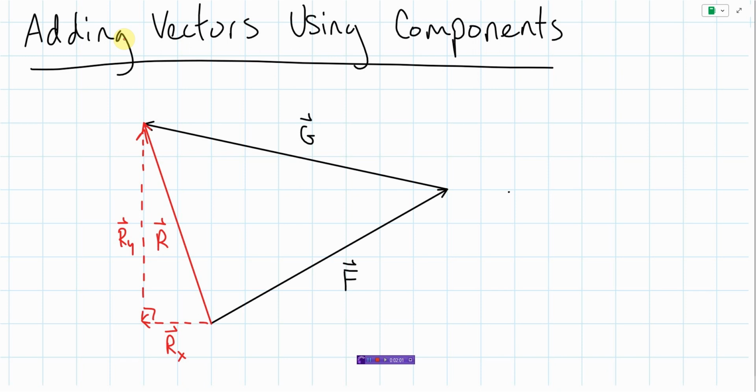I could even find the angle of R. I'll put that in too. Like I could find what angle that is. All I need are these legs, Rx and Ry. So here's how we get them.